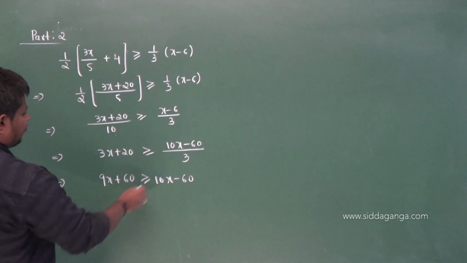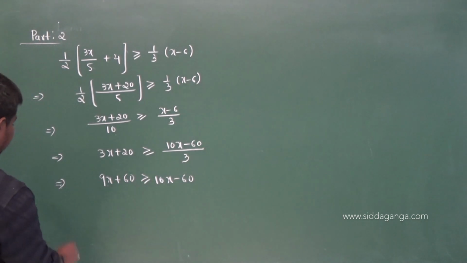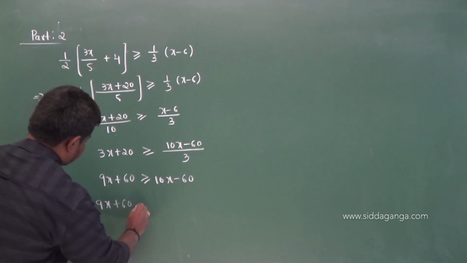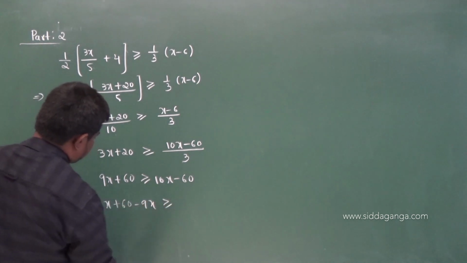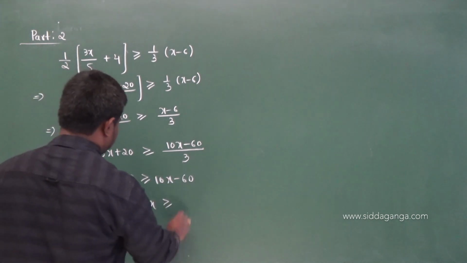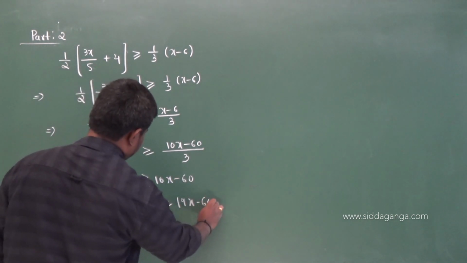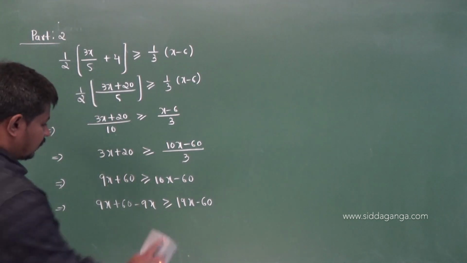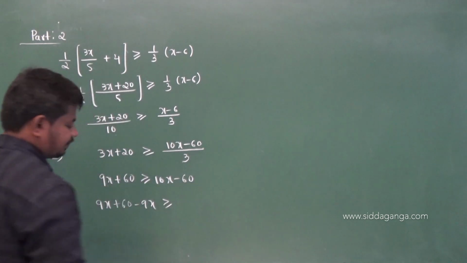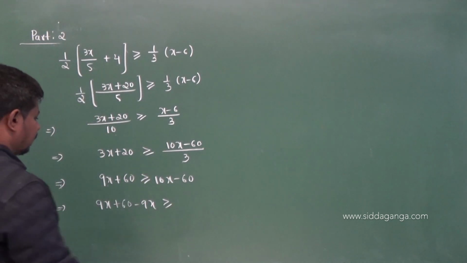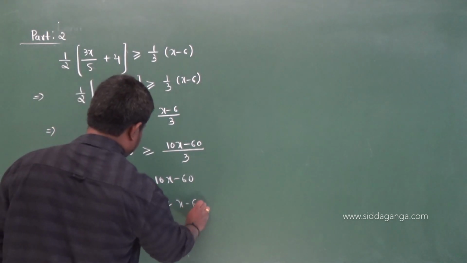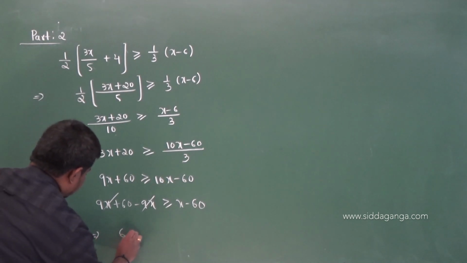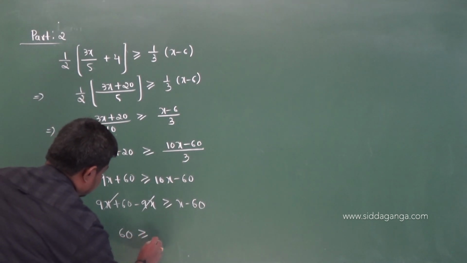Here we have 9x, here you have 10x. Add minus 9x on both sides. So 9x plus 60 minus 9x is greater than or equal to 10x minus 9x, which is x, minus 60. I added minus 9x, right? So you get 60 is greater than or equal to x minus 60.